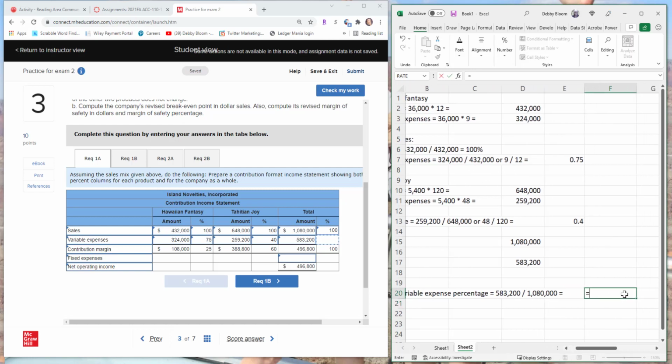So if I take 583,200 and divide by 1,080,000, if I put it in percentage style, you can see here, and increasing the decimal, it's exactly 54%.